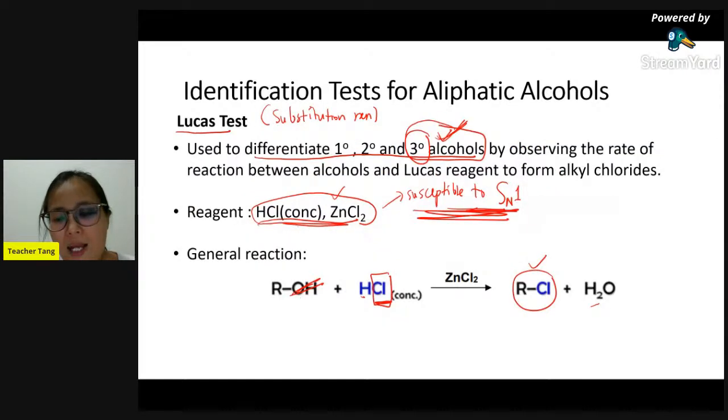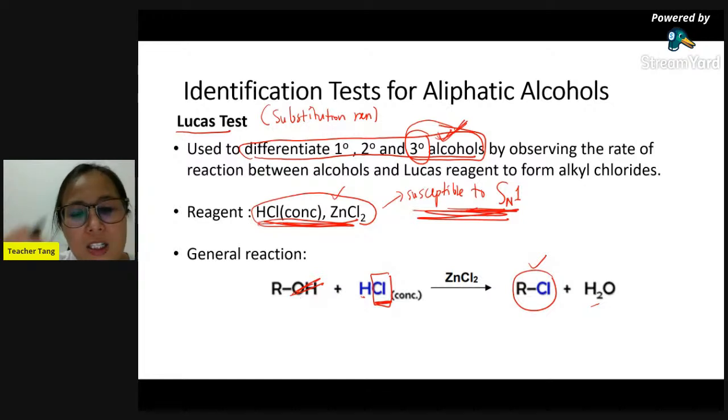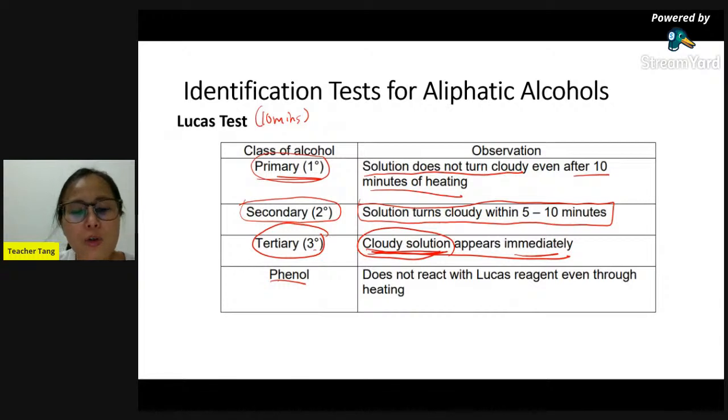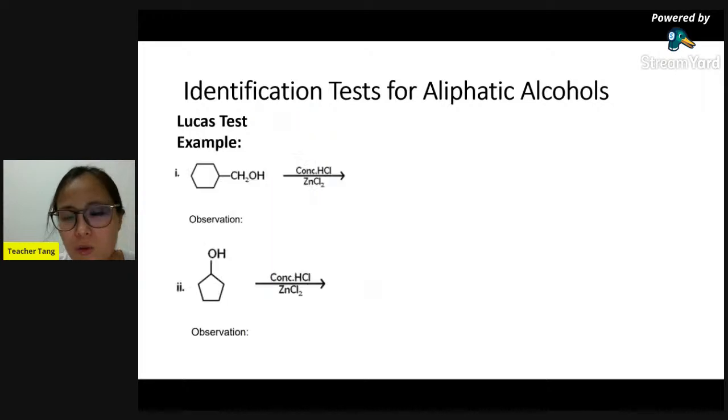Again, the Lucas test differentiates different classes of alcohol. The Lucas reagent is more inclined to SN1. So it is fastest with tertiary alcohol, and you get a cloudy solution formed immediately. Followed by secondary alcohol, where the solution turns cloudy within 5 to 10 minutes. Slowest with primary alcohol. After 10 minutes, the solution still doesn't turn cloudy, so no product yet, even after 10 minutes. So phenol does not react with the Lucas reagent.